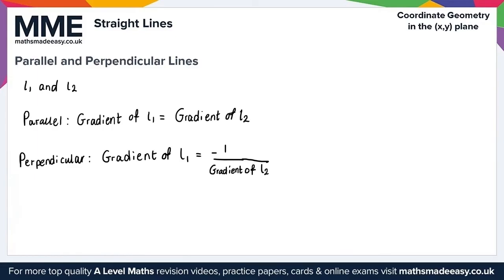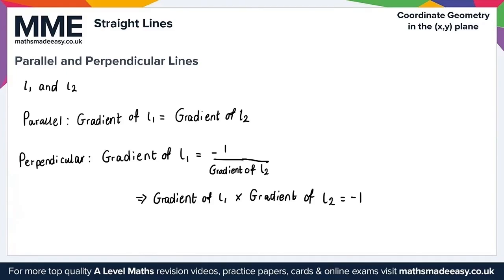You could also rearrange this to show that the gradient of L1 times the gradient of L2 would be equal to minus 1. Okay, but that only holds if the two lines are perpendicular. But you might find that useful when calculating perpendicular lines and gradients.